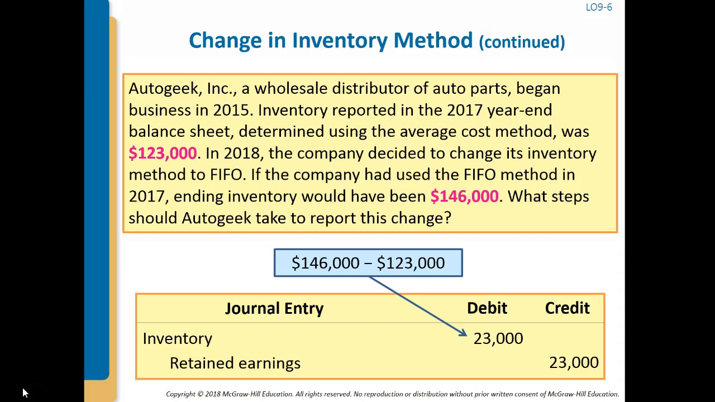The journal entry seen here, ignoring income taxes, increases the 2018 beginning inventory to the FIFO basis amount of $146,000 and increases retained earnings by the same amount, because that's what the increase in prior year's income would have been had FIFO been used.